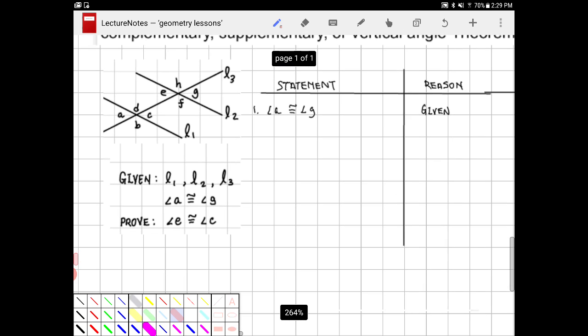All right, so first example. I have three lines, two of which are intersected by a common line, L3. So what's happening here is I'm telling you that angle A is congruent to angle G. So I'm going to ask you to pause the video for a moment and see if you can come up with a logical reasoning as to why angle E will be congruent to angle C.